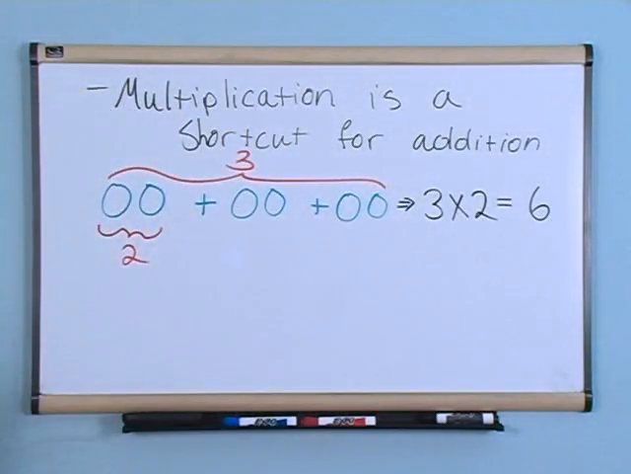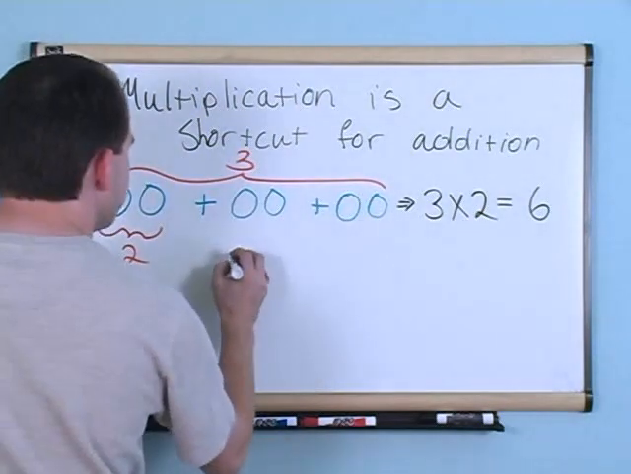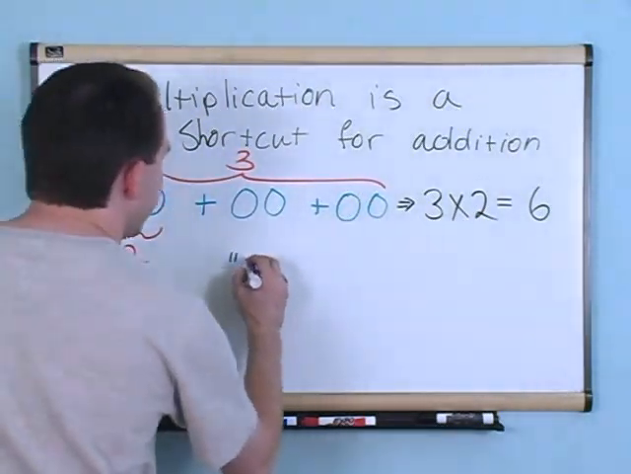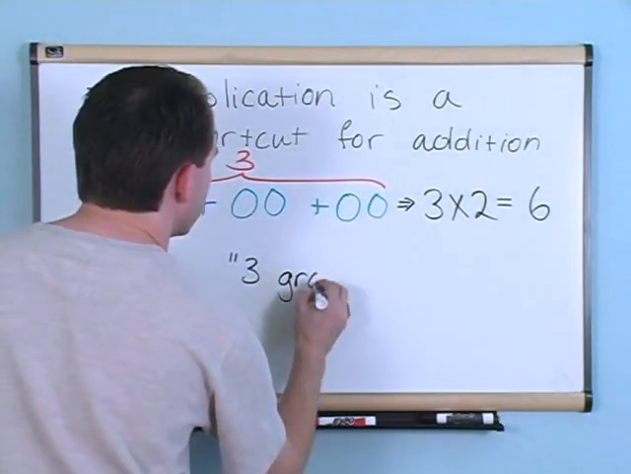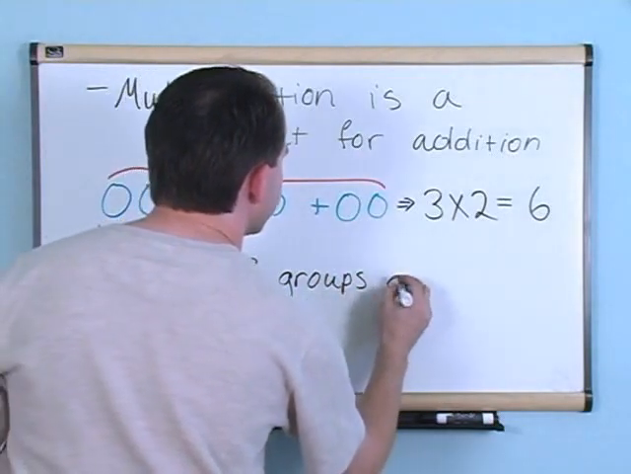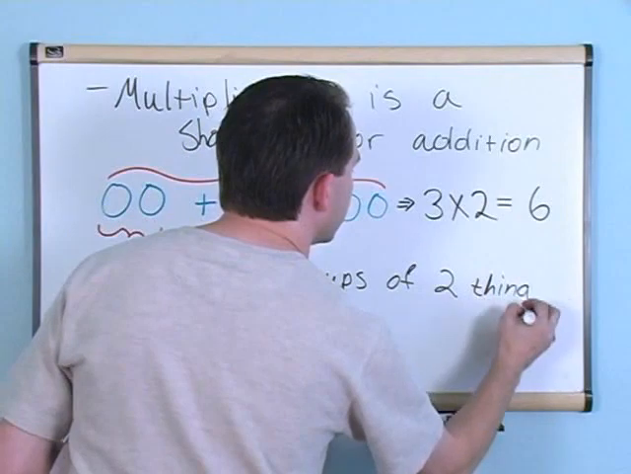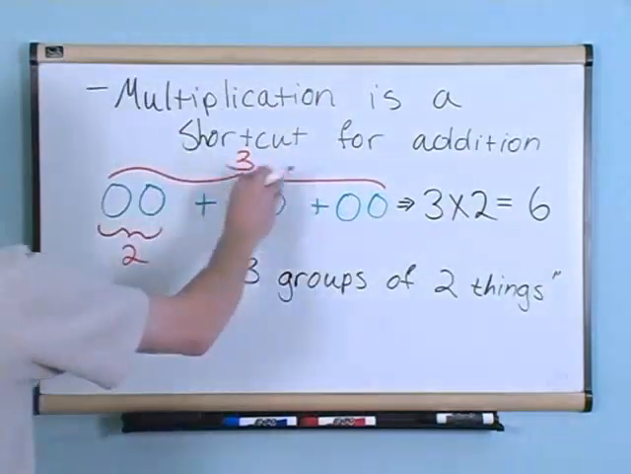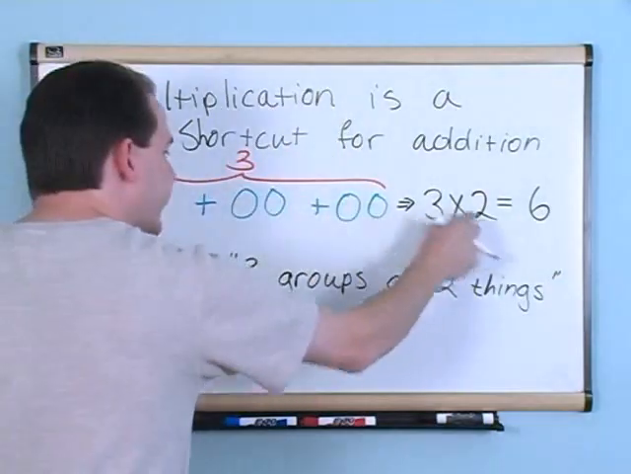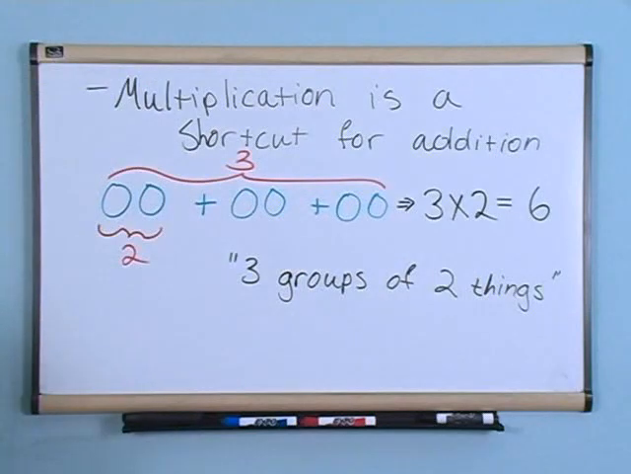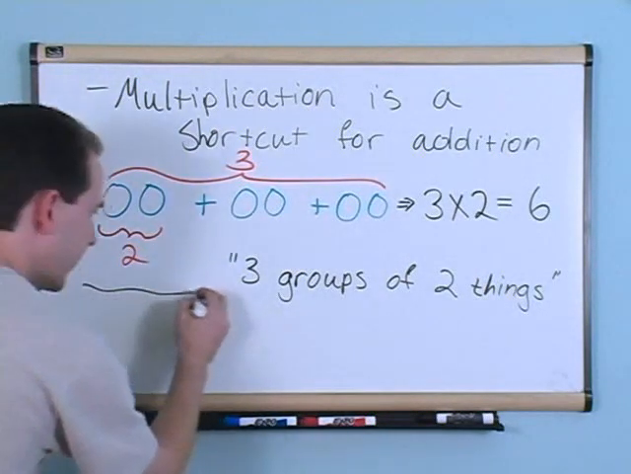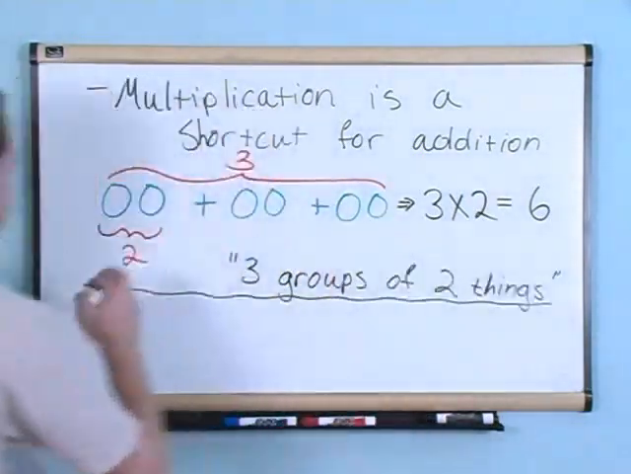So what I'm going to do to drill this in a little bit, what this means is this is 3 groups of two things. Okay? 3 groups of 2 things, and that's why it's 3 times 2. Okay? Now let me show you one more thing under here. I'm going to leave all this on the board. Let me show you one more thing.